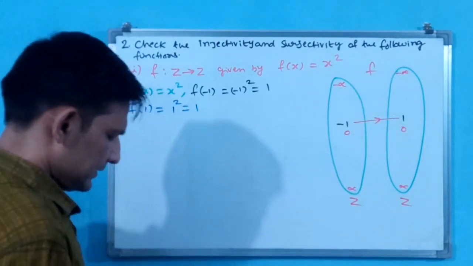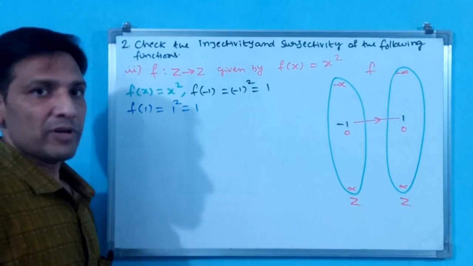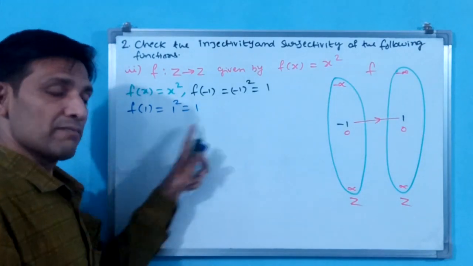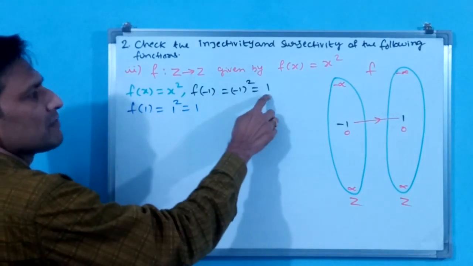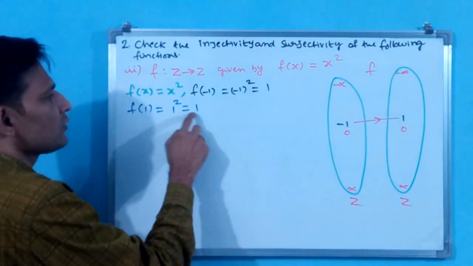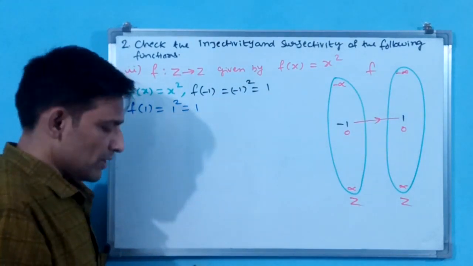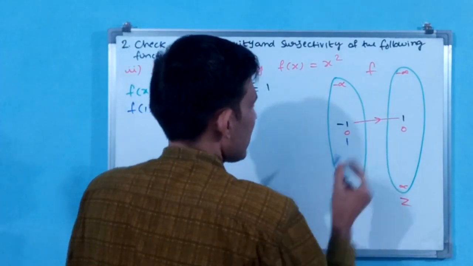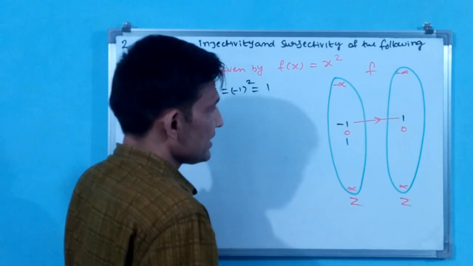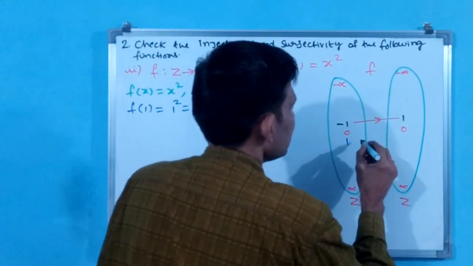Randomly I am taking, and purposefully also. Why? Because I have to show that for minus 1 and 1 both, the result is 1. Okay, now if you take minus 1, 1 has come; even if you take 1 also, 1 has come. That means with 1 also, a relation is there. Here I will write 1, but the relation is many to 1.